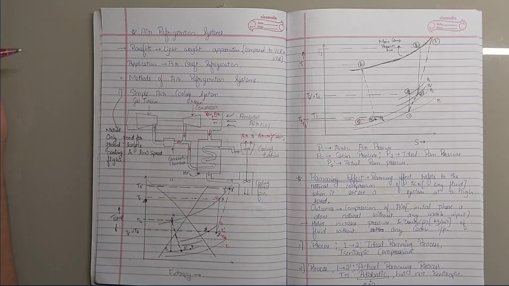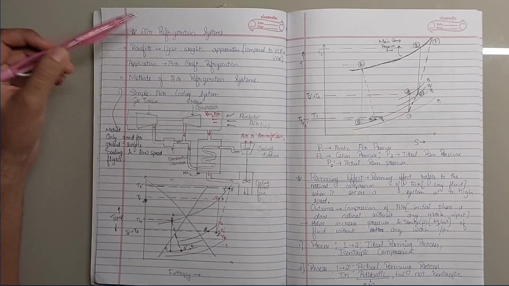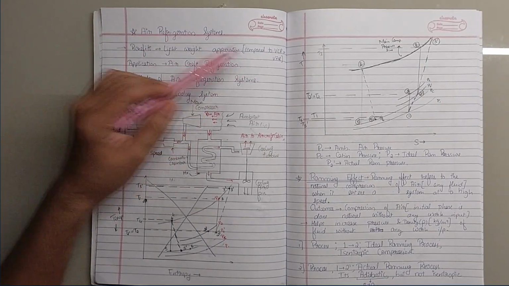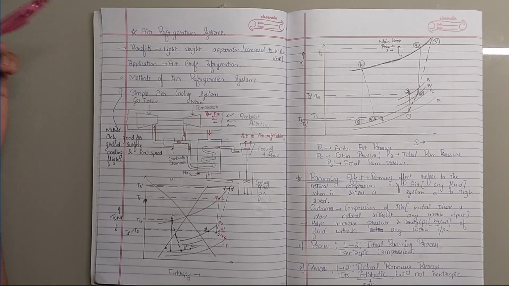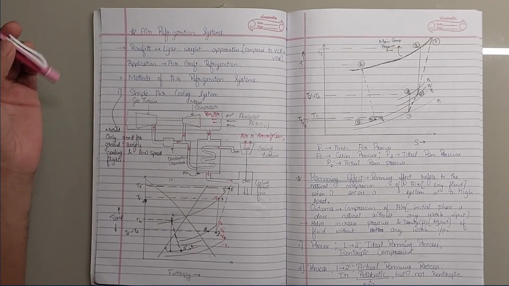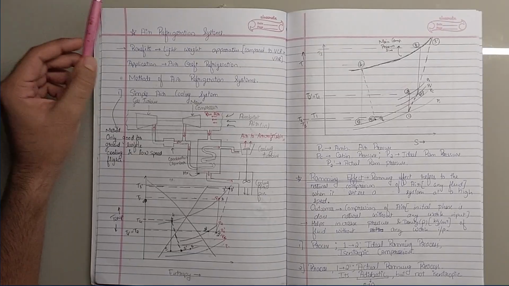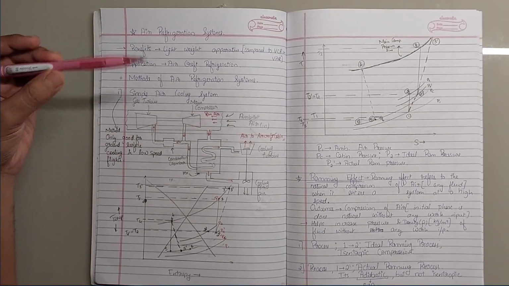Hello everyone. Today we'll study about air refrigeration system. First of all, we'll talk about the benefits. It is light in weight compared to VR and VCR, and its application in very layman's terms is aircraft refrigeration, because the sole motivation for it is to have a lightweight refrigeration system in aircraft.